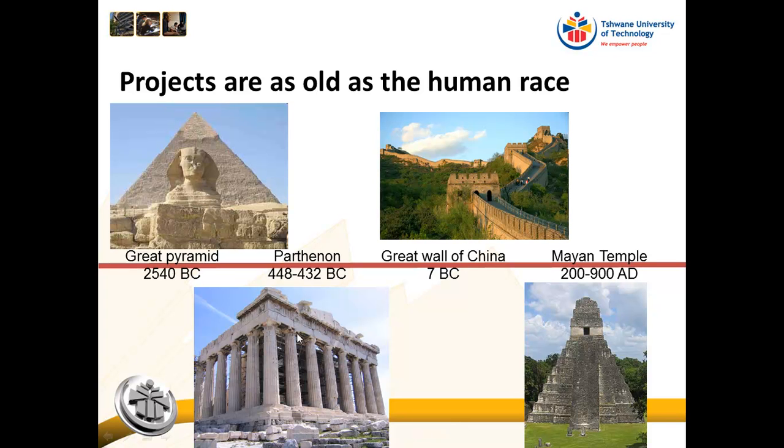Then the Parthenon in Greece was built between 448 and 432 BC. BC is before Christ. And the Great Wall of China, which must have been quite a large project as well, was built in 7 before Christ. And then the Mayan temples in South America were built between 200 and 900 after Christ. So you can see that big construction projects have been with us for many, many years as a human race.